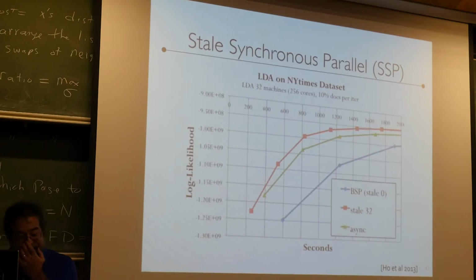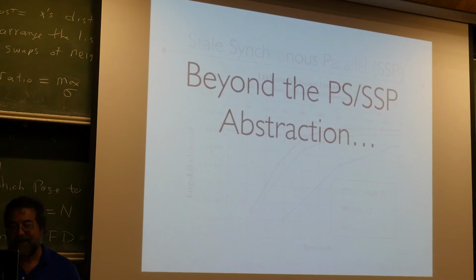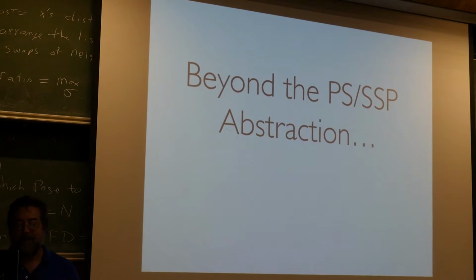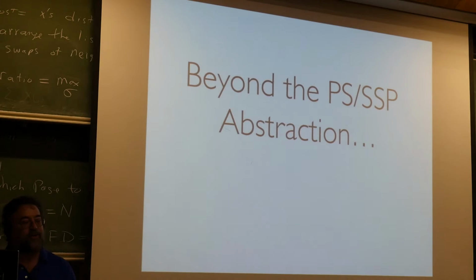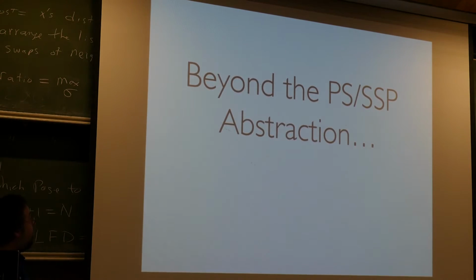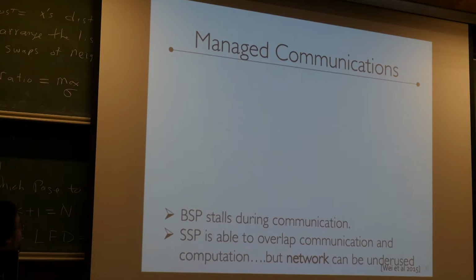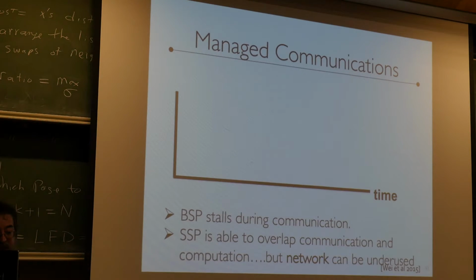So this is the general idea. Let's go a little bit beyond this. In this model, you basically specify very little. You say when the clock ends, and you say how stale you want things to go. So you can look at using explicit pushes and pulls to manage the communication a little bit better.